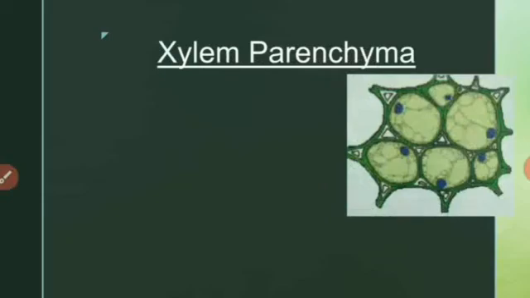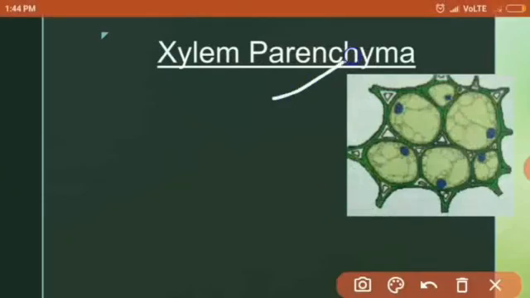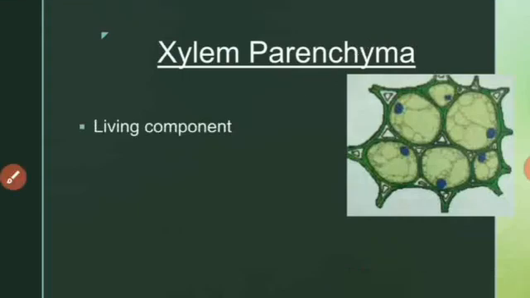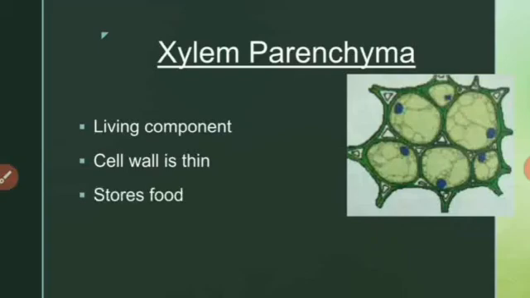Okay. Next is xylem parenchyma. It is the last one. You remember parenchyma cells? They are living. So xylem parenchyma is the only living component in xylem. Okay. And its cell wall is thin. Living components have their cell wall thin, not thick, just like in the other dead components. Okay. Next, its main function, because it is living, it needs to store food. So its main function is storage of food.